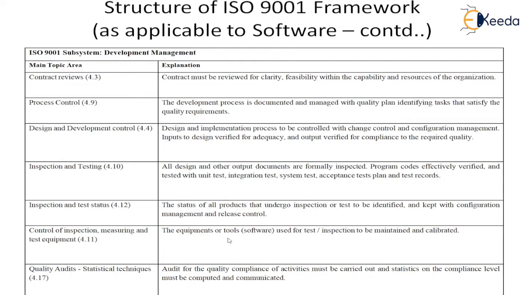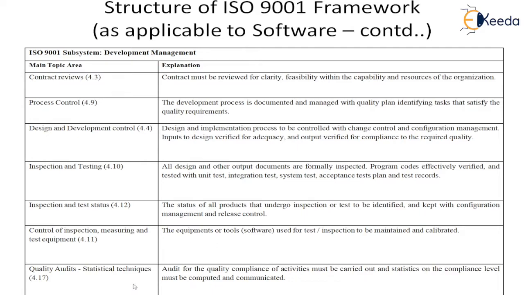Then the control of inspection, measuring and test equipment. This refers to the tools or any software environment that we are using for either testing or inspection. And we need to maintain or calibrate it. That means we need to know the capability of it, and if there is a new version for it, then we have to buy the new version or upgrade it. We have to continuously maintain all these tools and equipment that we are using.